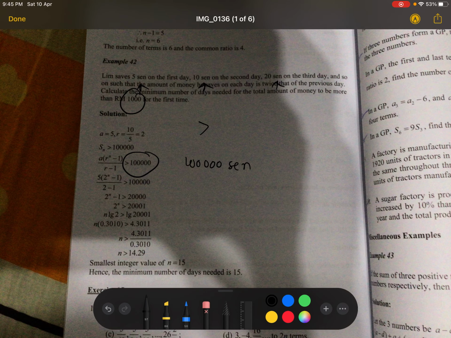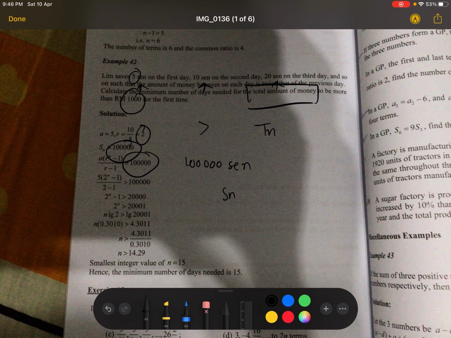Since they give cent, I want to try and convert the ringgit into cent as well. You can also convert cent into ringgit, but that will involve decimals, and if you do not like decimals, then I prefer you to convert them into cent. Then you find out what's A. A is the first value, R is the ratio, like times 2 times 2 times 2, so R is 2. And then you need to find the first value that is more than 100,000. Then you use the SN formula because you want to find the total amount of money.